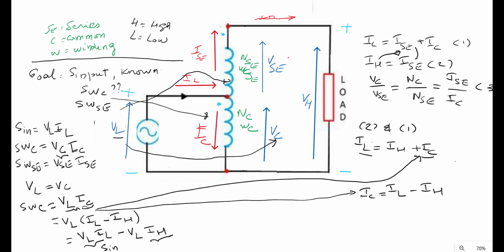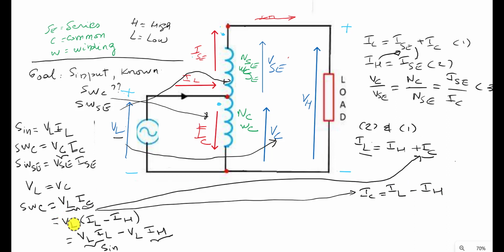What is IC? I use the 1, 2, 3 equation we found earlier. IL is equal to ISC plus IC. However, equation 2 tells me that IH is equal to ISC, so I can replace ISC by IH. So IL is equal to IH plus IC. Algebra: IC is equal to IL minus IH, and I come back here and replace IC with this expression.